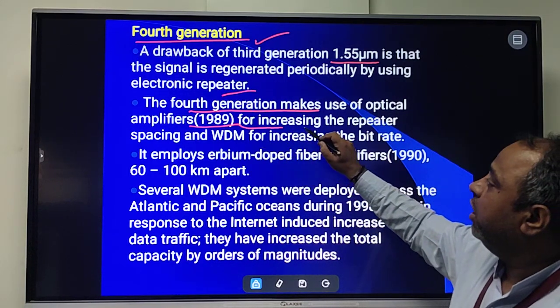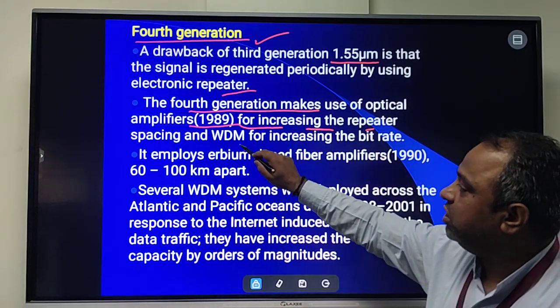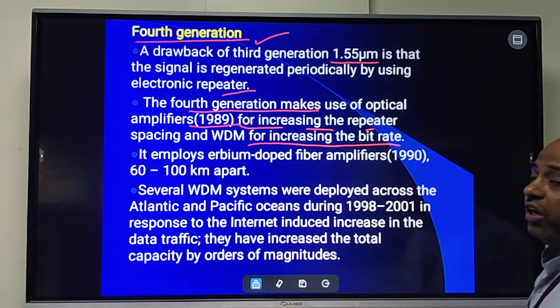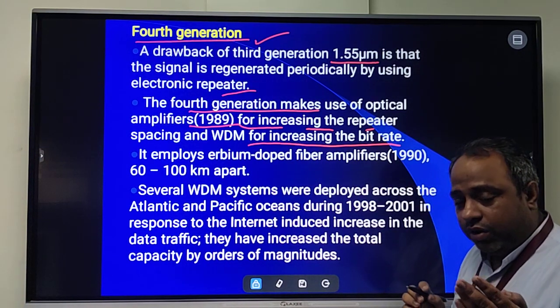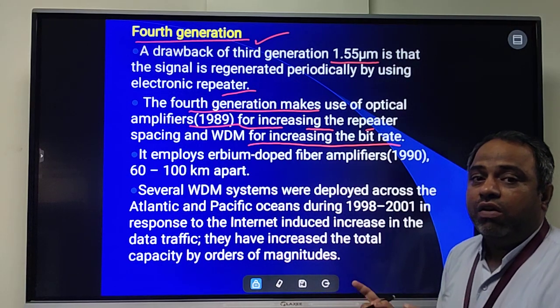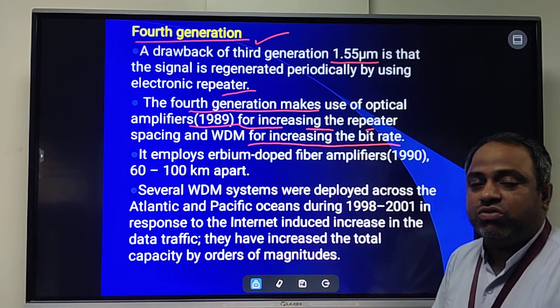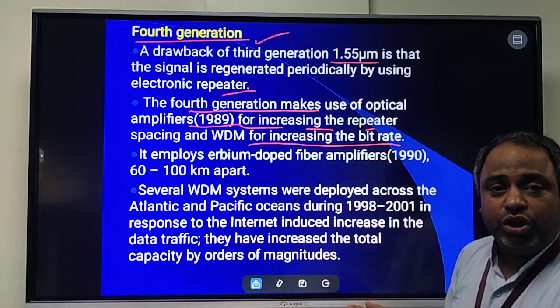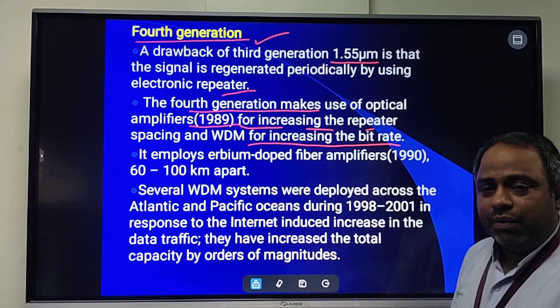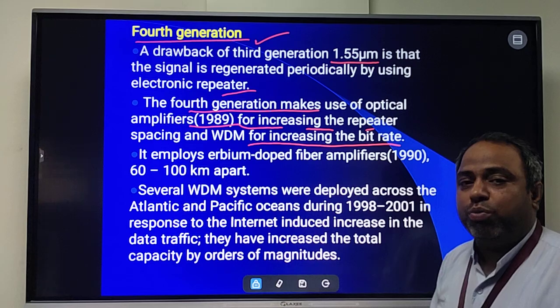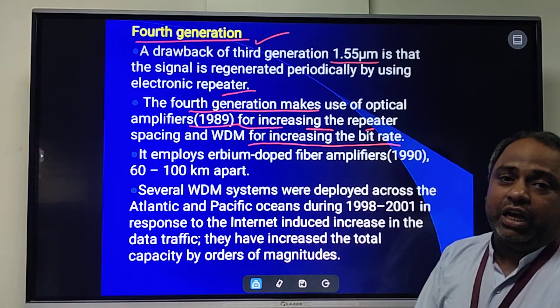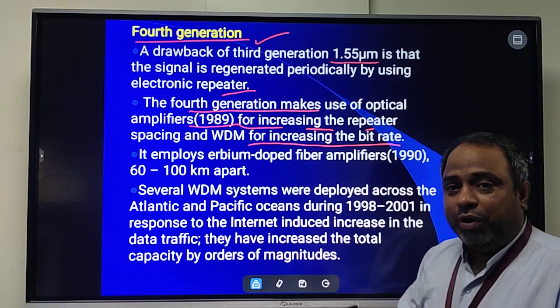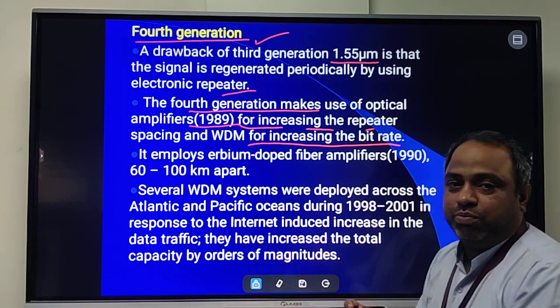In 1989, increasing the repeater spacing and WDM for increasing the bit rate, because higher bit rate, higher data, means higher chances of signal losses, but with the help of the amplifier we reduce the losses. So that's the beauty of communication, increasing day by day. These generations improve every time, their own replica is improved into the next generations.